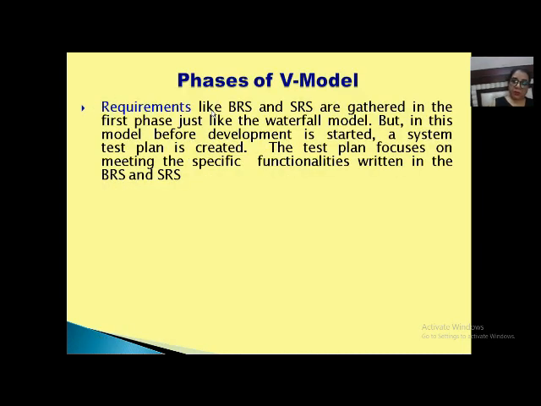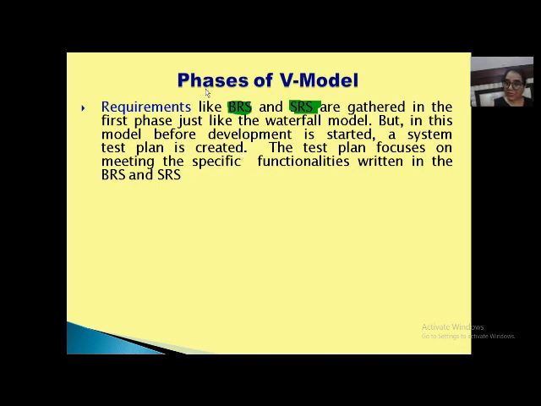Now when we talk about the phases of the V model, our first phase is similar to the waterfall model, that is the requirements phase, where we have a business requirement specification and software requirement specification, also called the system requirement specification. They are gathered in the first phase just like in the waterfall model, but in this model, before development is started, a system test plan is created in parallel.